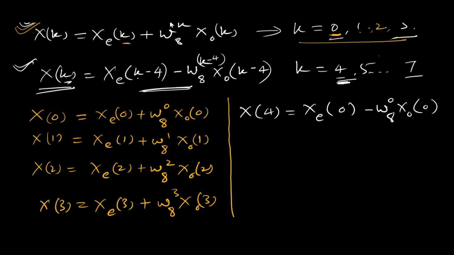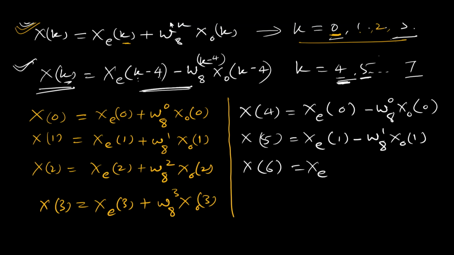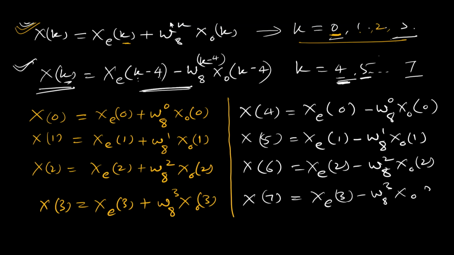Now what about the next value, that is x5. So let's see xe, 5 minus 4 is 1. So this will become equal to xe1 minus w8 to the power 1 x naught 1. Likewise for x6, it is xe2, 6 minus 4 is 2, minus w8 to the power 2 x naught 2. Likewise for x7, it is xe3 minus w8 to the power 3 x naught 3.